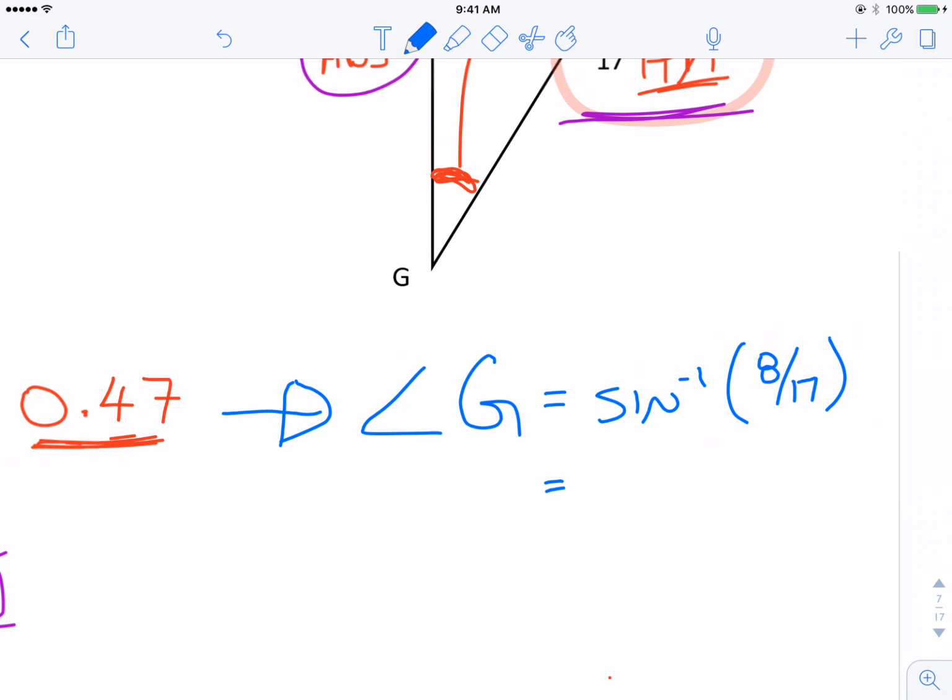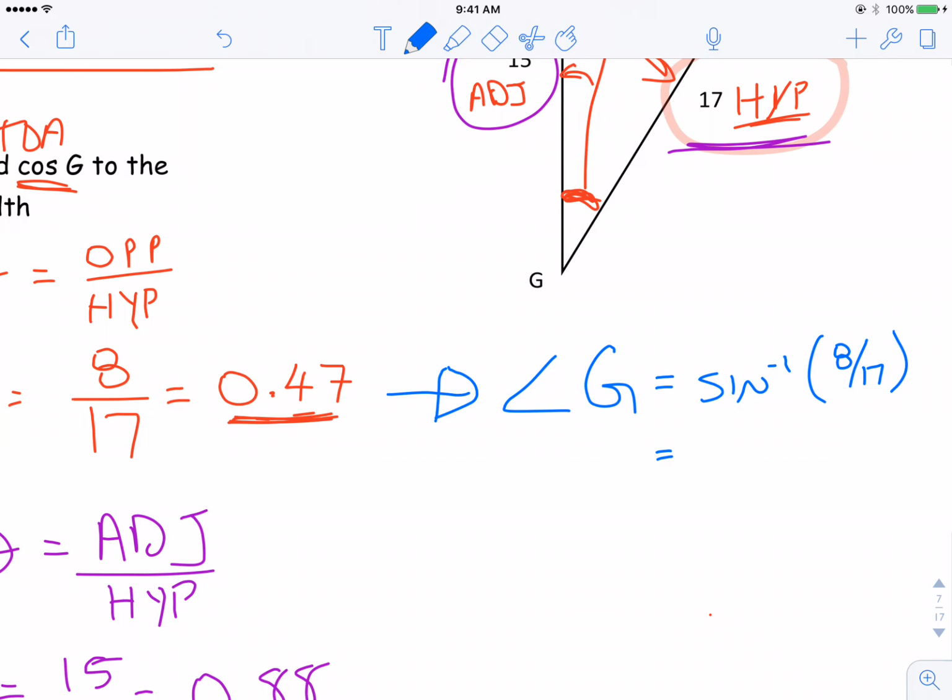I don't have my calculator with me here, so I've got my phone calculator, which I really don't like using. My screen locks on, here we go. That's why I don't like using these calculators, because I can't get it to rotate. Oh, there we go. 8 divided by 17, and I want the inverse function, second function sine, of that. I got 28.07248 whatever, or 28 degrees.